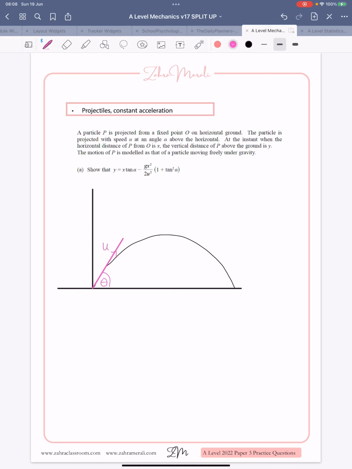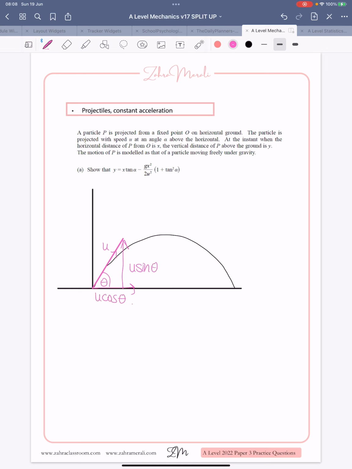So we're going to think about it horizontally and vertically. If you remember all that stuff you've done, opposite is sine, adjacent is cos. So we've got u sine theta, u cos theta. That's all the information we're given, and we're going to think about this in terms of x and y. Sometimes it's much easier to think of mechanics in terms of pure maths.